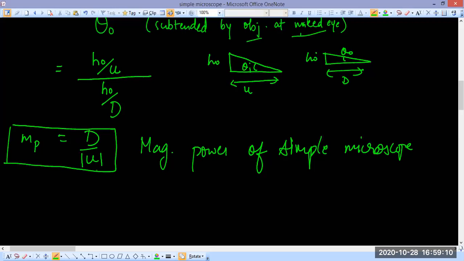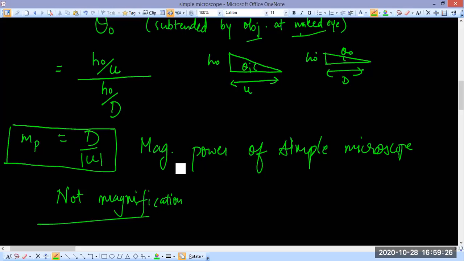So positive always, right? See, this is not magnification. Warning આપી દઉં એકવાર. This is not same as magnification. આ અલગ વસ્તુ છે, બરાબર ને? This is not magnification. This is magnifying power or angular magnification. બરાબર? Angular magnification. Right? Okay.